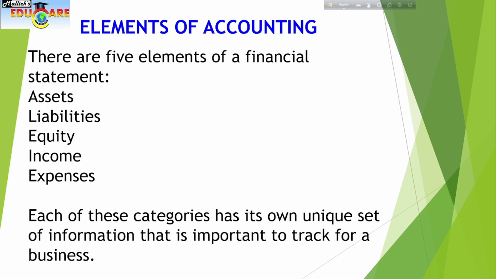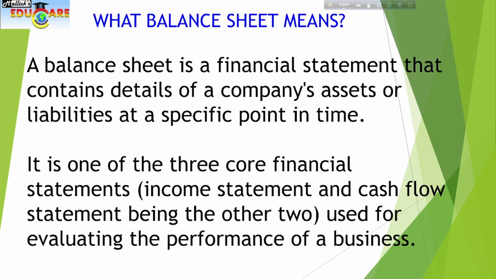Elements of accounting. There are five elements of a financial statement: assets, liabilities, equity, income, expenses. Each of these categories has its own unique set of information that is important to track for a business.